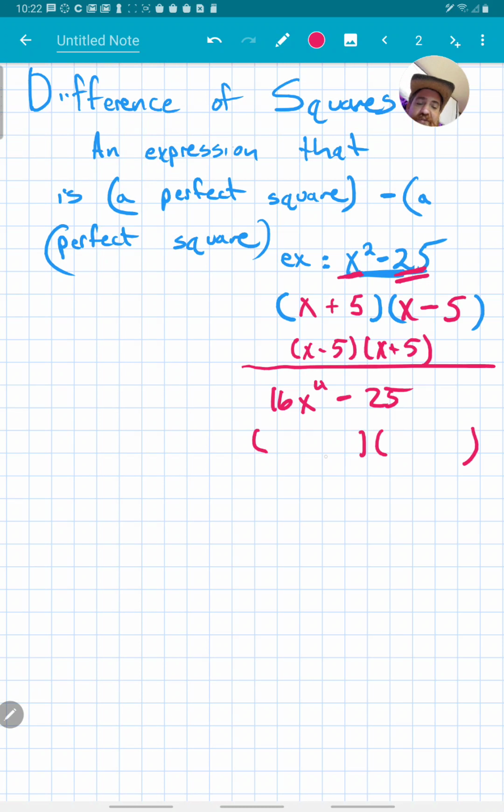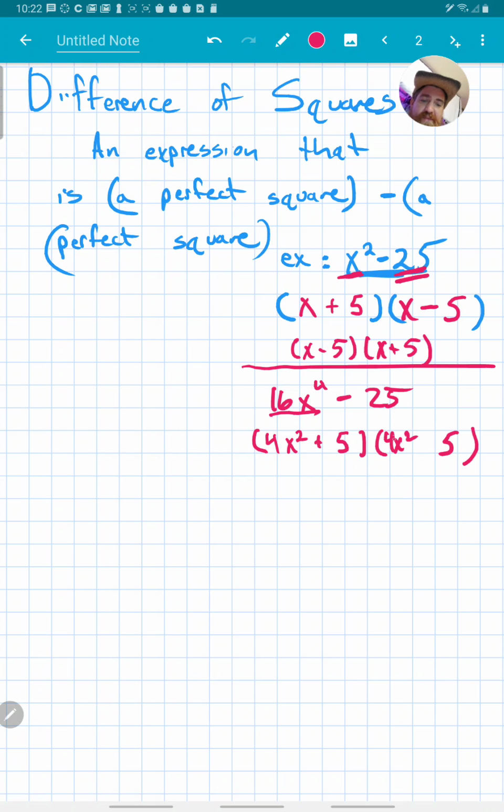It's going to factor into two groups. The first term in each group is going to be the square root of the first term of the original expression. Now the square root of 16 is 4. The square root of x to the fourth power is just x squared. So we have 4x squared as our first term in each group. The square root of 25, we should know that is 5.